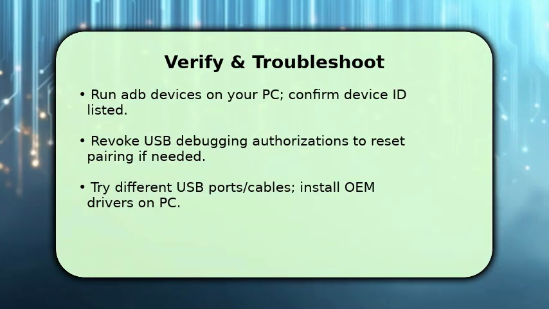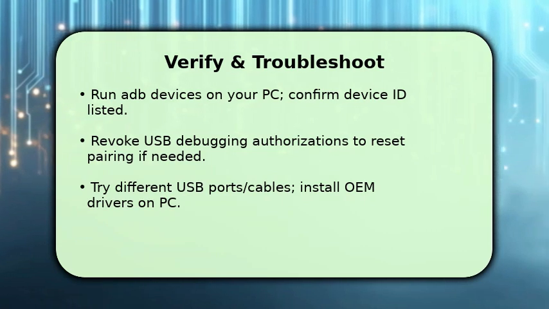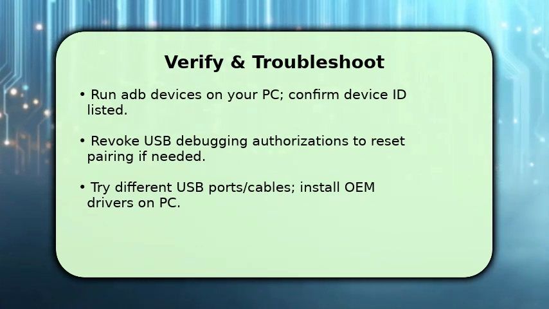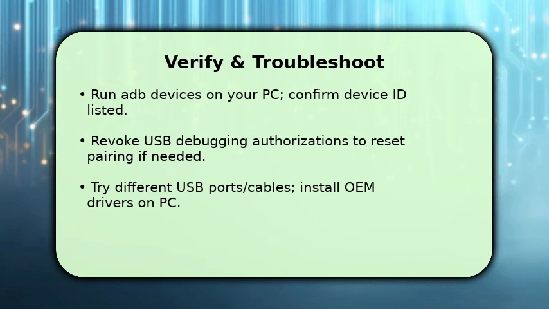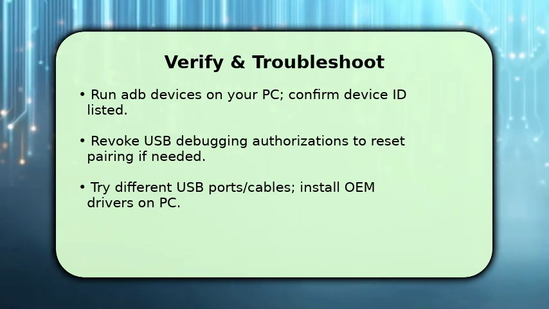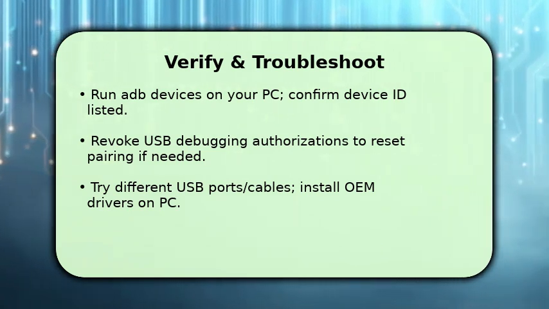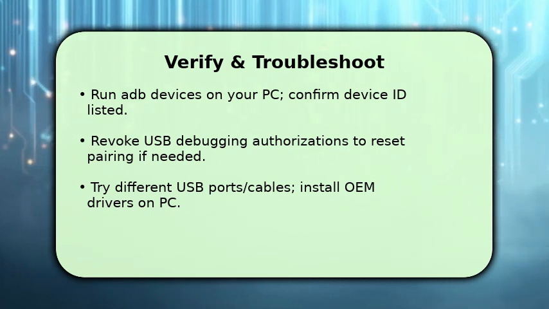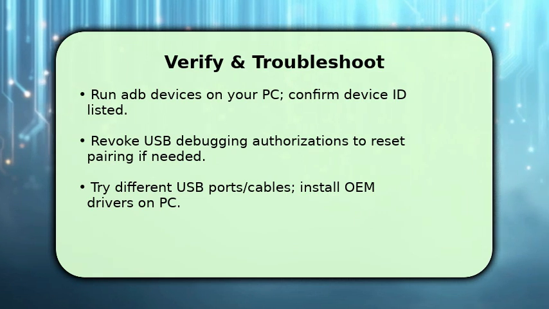You finish by verifying the connection. Open a terminal on the computer and run ADB devices. You should see your device ID and status. If it's listed as unauthorized, revoke USB debugging authorizations on the phone and reconnect to reprompt the RSA dialog.